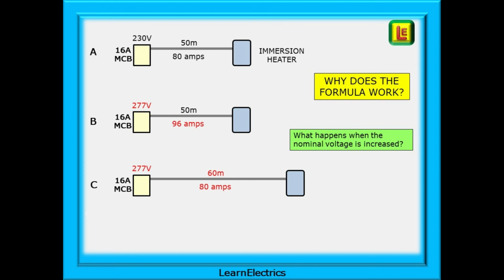Move on to drawing C, and with a nominal voltage of 277 volts, we can, if we wish, increase the cable length by 20% to 60 meters. This is a 20% increase in cable resistance. Longer cables mean more resistance, so the current flowing will reduce. Now, Ohm's law tells us that the current flowing through the longer cable will be just 80 amps. But this is enough to trip the MCB, so our circuit protection is back to where it should be.